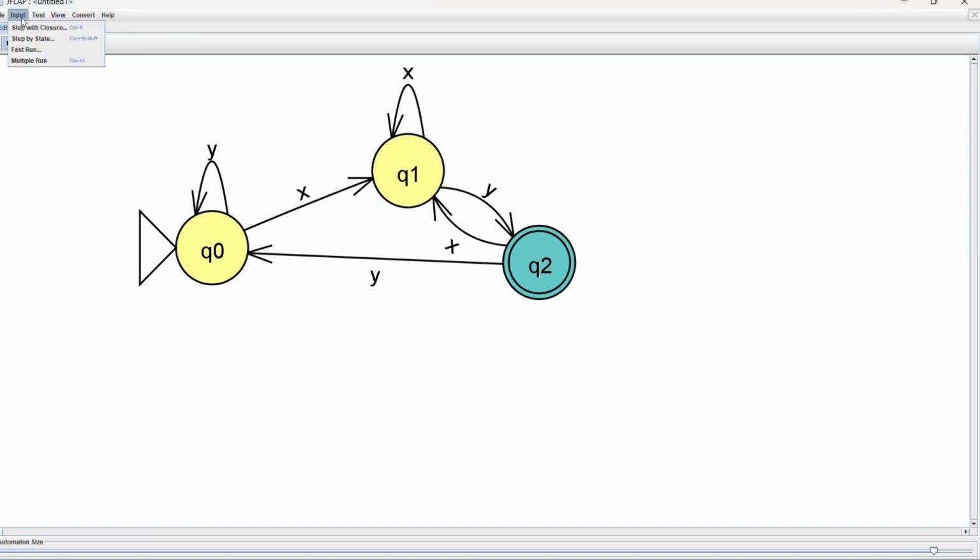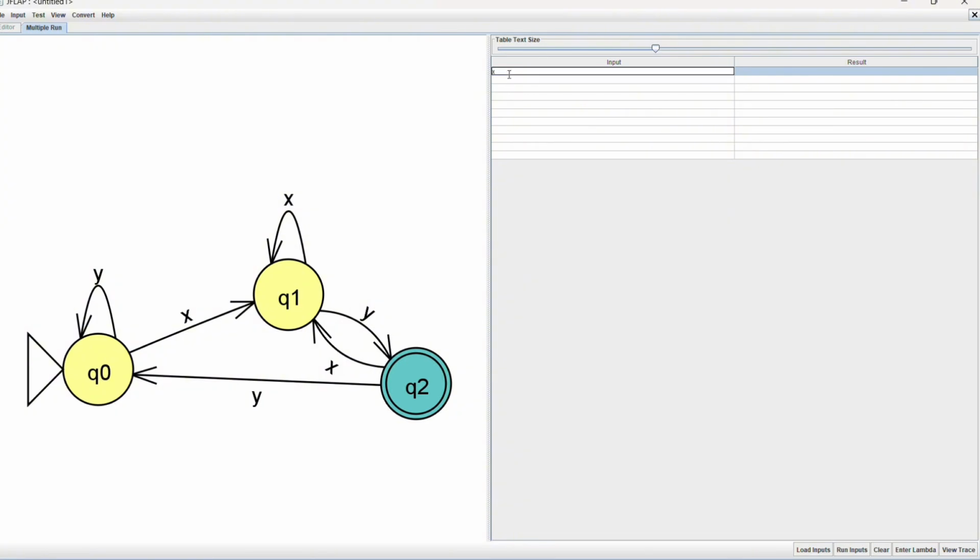So we are going to test which one of the inputs. First we are just going to input variables: y, x, x, x, y; y, x, x, x; y, x, x, x; y, x, x; y. I think this is enough.